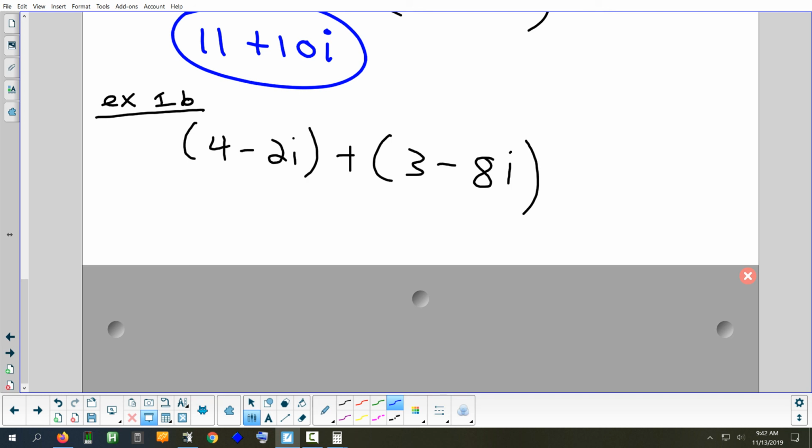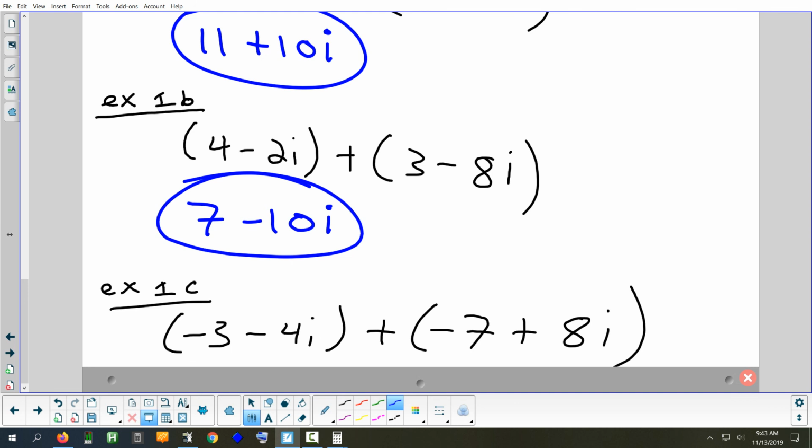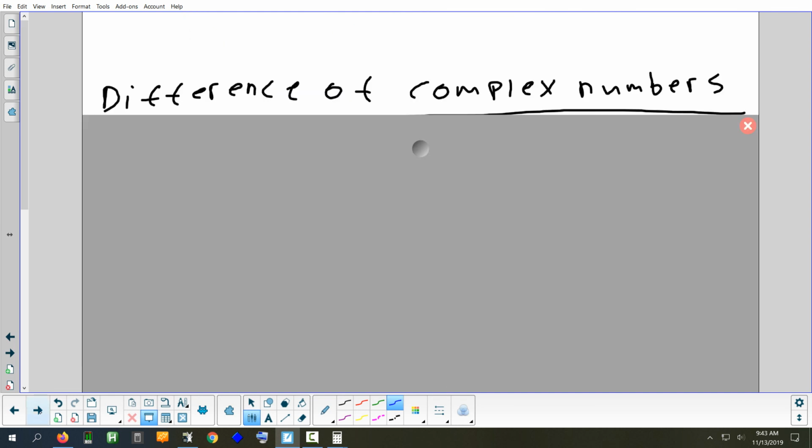Well, what's the real part in the first term? 4. What's the real part in the second term? 3. Add them up. 7. There you go. 7. And now do the same thing with the imaginaries. Megan, what's going to be my imaginary part? Negative 10. Yep, negative 10i. I think we're good with that.